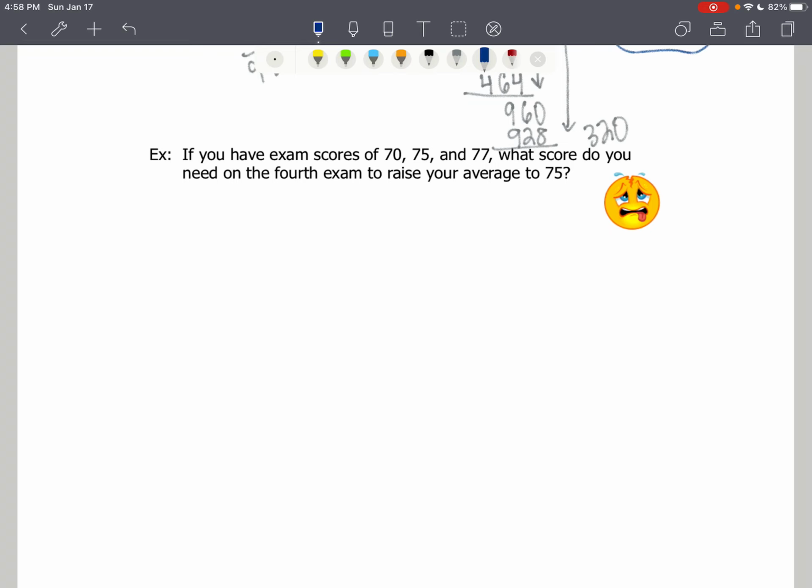Okay, we all know how to find the average of test scores. So let's practice. If you have exam scores of 70, 75, and 77, what score do you need on the fourth exam to raise your average to 75? So remember, to find the average, you're going to find the sum of the items divided by the number of items, and that's equal to the average.